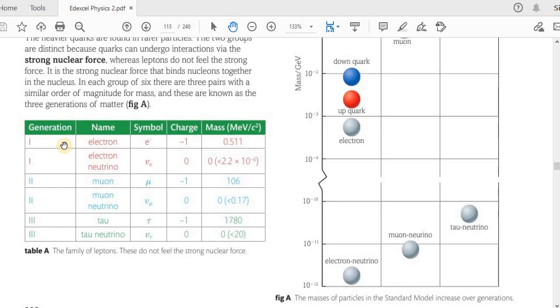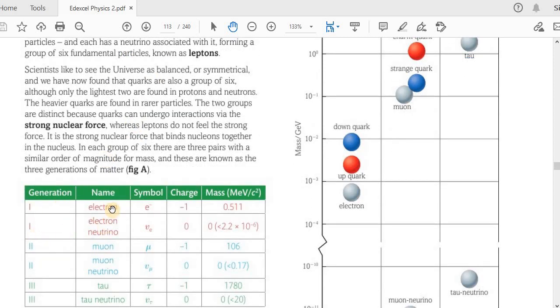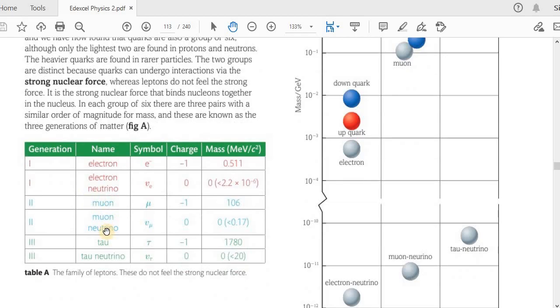Now remember, this is the first one, this is the second one, and this is the third one. So that's why they say 3 here. It has 2 partners, including itself it will be then 3. So electron, electron neutrino, that is 1; muon, muon neutrino, 2; tau and tau neutrino.